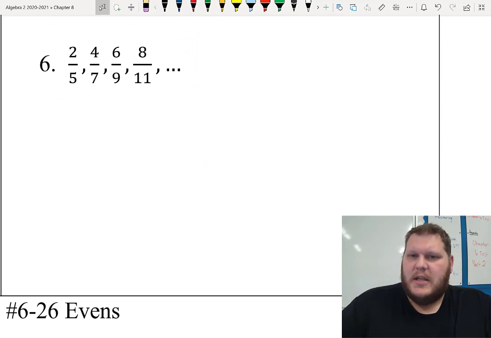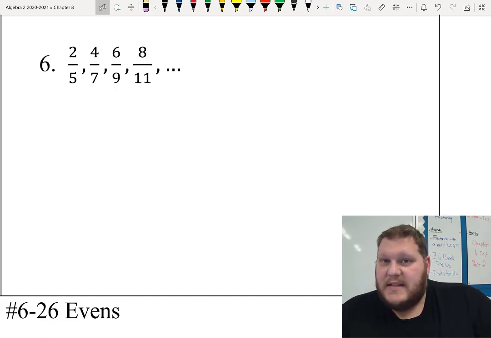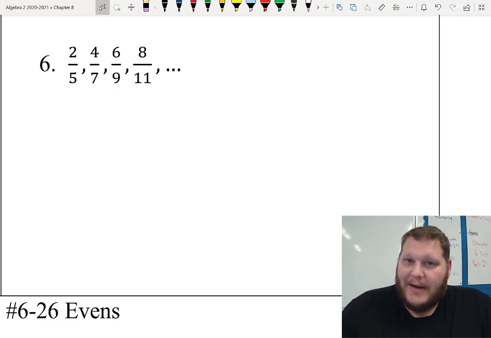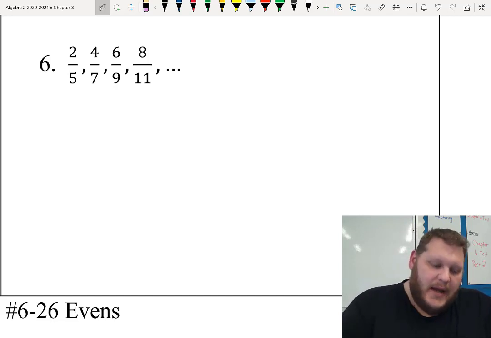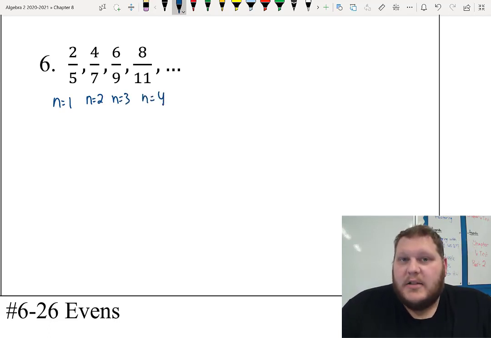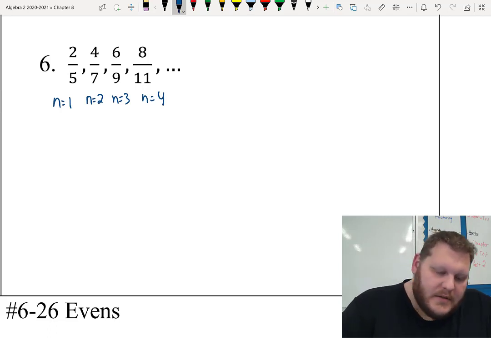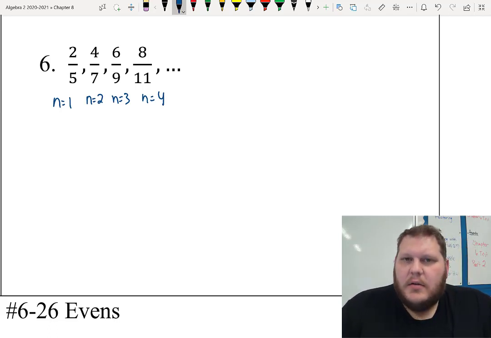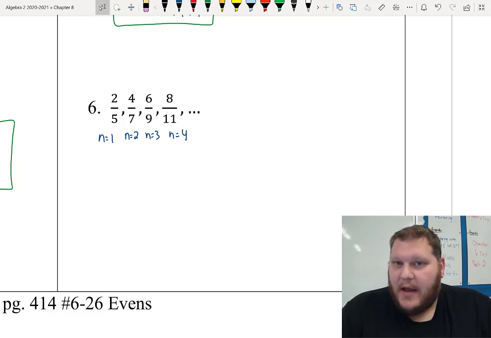Number 6 is a little trickier, because, again, looking at this, most of us will probably be able to see that my numerator is even, my denominators are my odds, but being able to write an equation, again, that utilizes my n value of 1, my n value of 2, my n of 3, my n of 4, might still be a little tricky for us. So we already saw one pattern today that gave us just evens or odds.